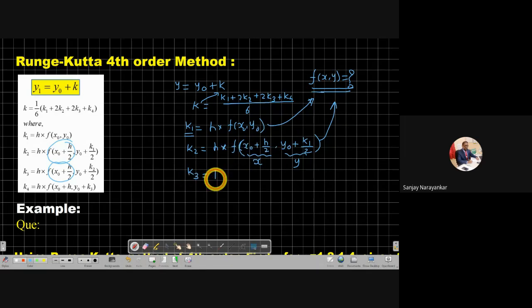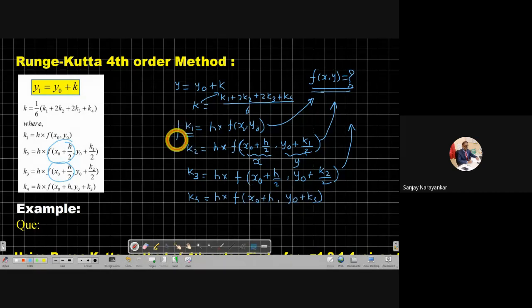k3 is what? h into f of x0 plus h by 2, and y0 plus k2 by 2. Now we found k2, so k2 by 2, so that again you have to substitute. Now k4 is equal to h into f of x0 plus h and y0 plus k3. So we are not dividing by 2 here. So these are the k values. You have to substitute those k values here. y0 is known to you. You can find out y. Solution.